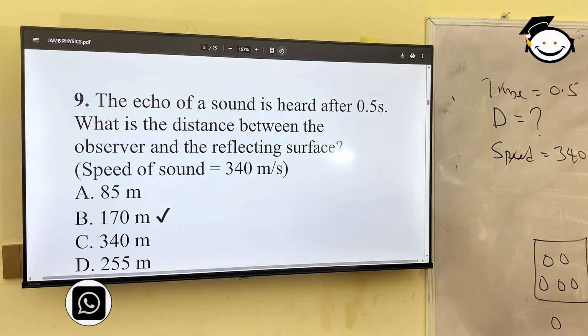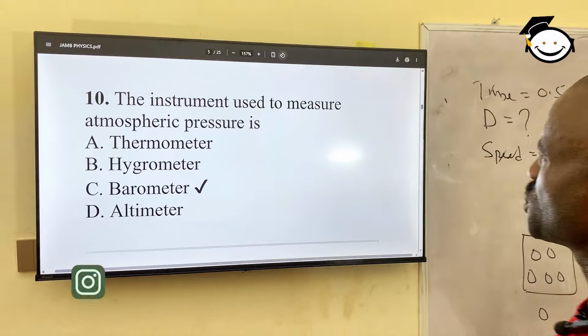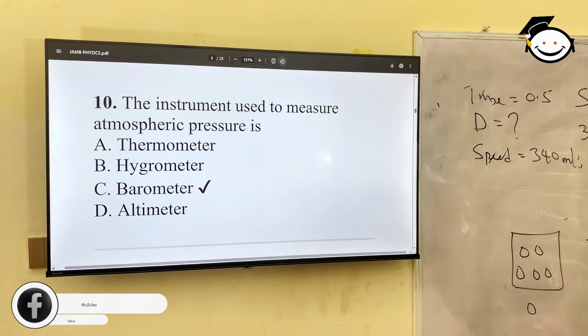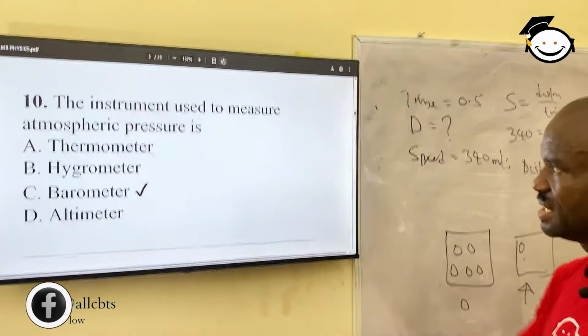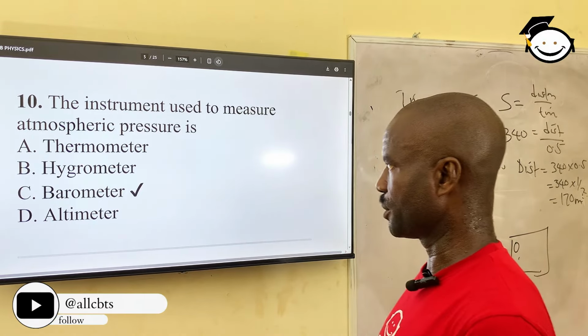Number 10. The instrument used to measure atmospheric pressure is A, thermometer, no, because thermometer is used to measure temperature.